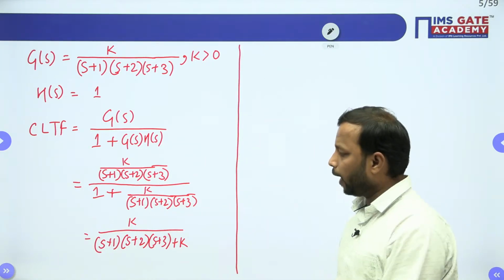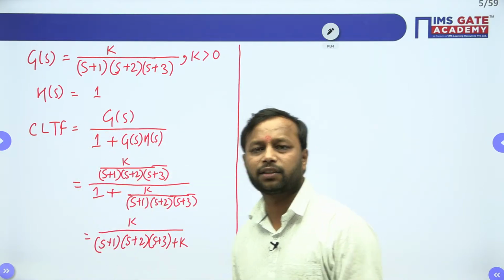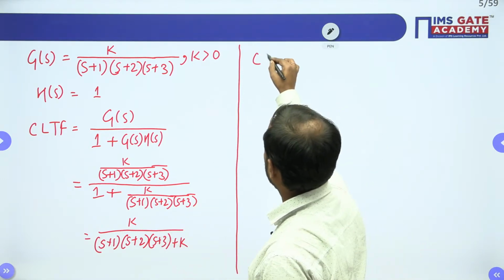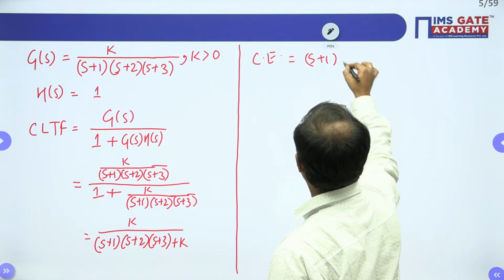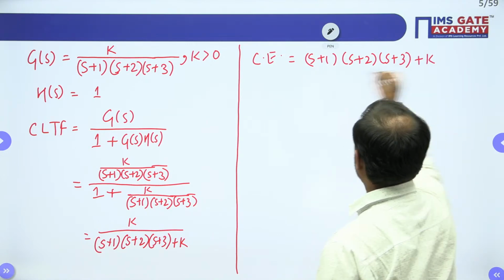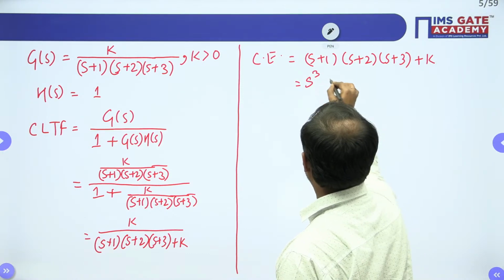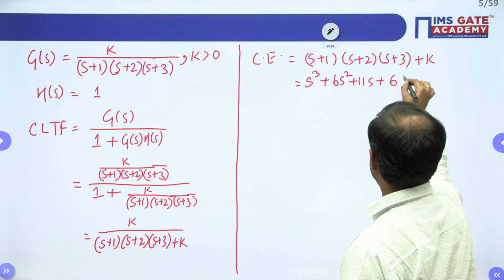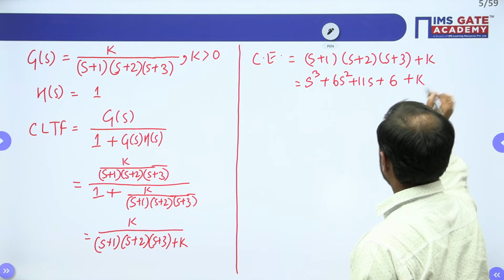All right. So moving ahead, the closed loop transfer function, the denominator part is known as the characteristic equation. Am I clear? Known as characteristic equation. All right. So this is what? (s plus 1)(s plus 2)(s plus 3) plus k. So when you expand this factor, you are going to get s cubic plus 6s square plus 11s plus, sorry, not 6s, 6 plus k.